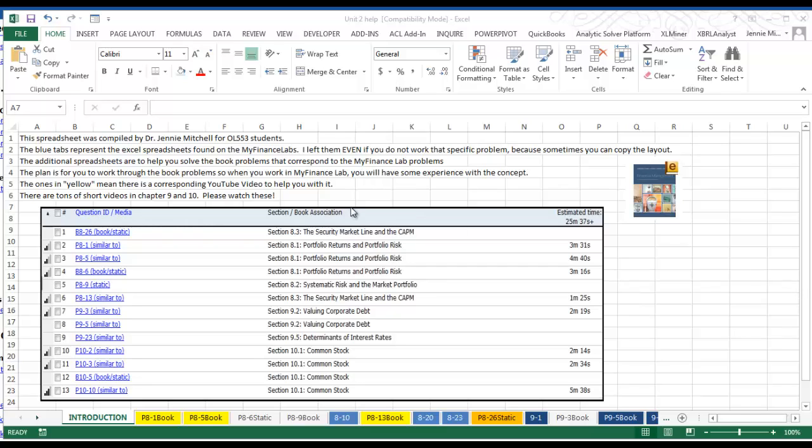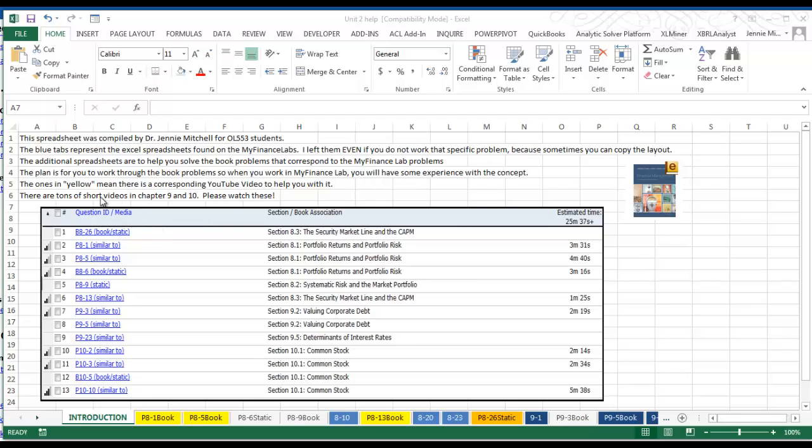As you realize, the problems that you see listed here are the problems related to the My Finance Lab for Unit 2. You'll see that many of them say "similar to." A few of them do say "book" or "static." When they say book or static, they are the exact same problem in your textbook. And if they say "similar to," that means that if we go over problem 8.1 in the textbook, then when you get to the My Finance Lab, the concept will be the same.